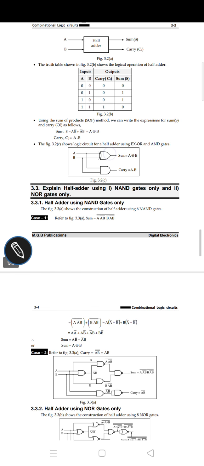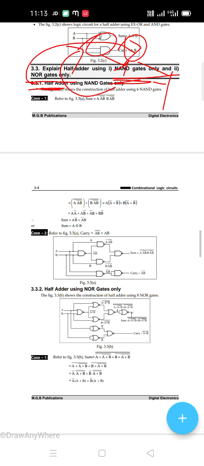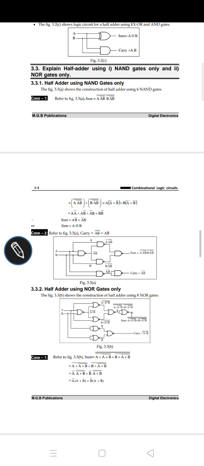Next concept is explain the half adder using NAND gates only. Second one, NOR gates only. Explaining the half adder using NAND gates means we have to construct this half adder circuit using only NAND gates, and we have to construct this half adder circuit using only NOR gates. This is a very important bit in your competitive exams: how many NAND gates are required to construct the half adder circuit, and how many NOR gates are required.